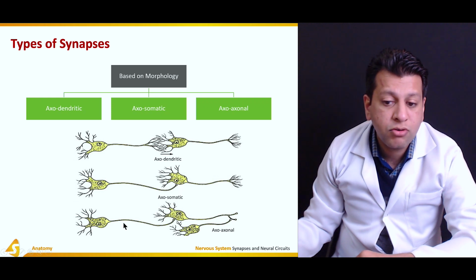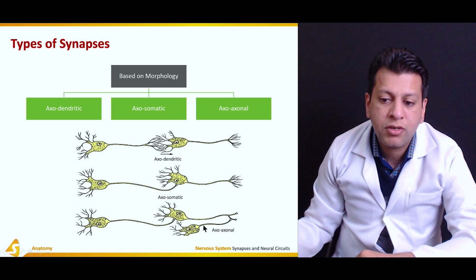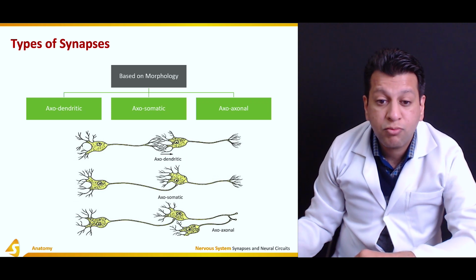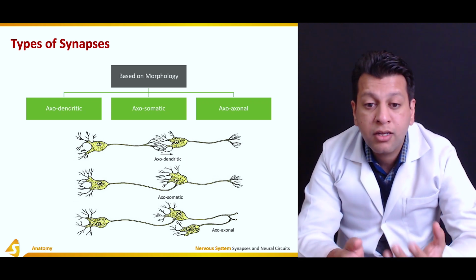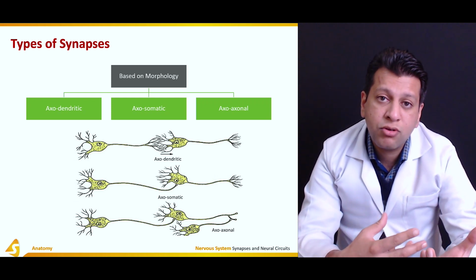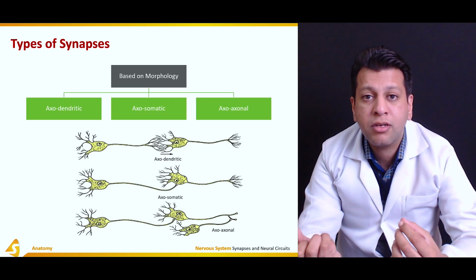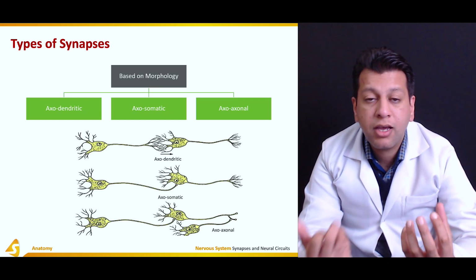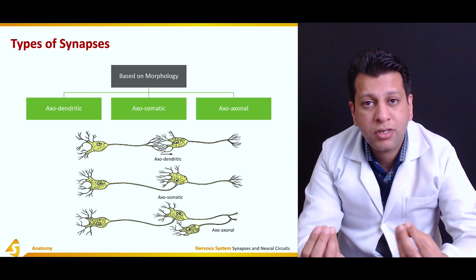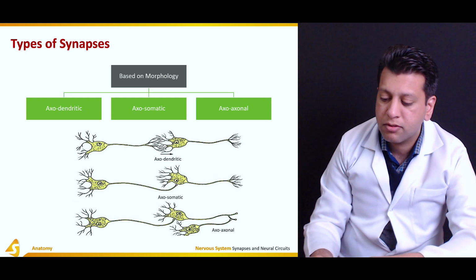Now this is an exosomatic type of synapse, but if you see over here, these are two different neurons. They both have these axons, and the axons are converging on the axons, forming an exoaxonal type of synapse. So mainly there are three: exodendritic, when axons synapse on the dendrites; exosomatic, when axons of one neuron synapse on the cell body of the other neuron; and exoaxonal, when axons of one neuron synapse on the axons of another neuron.